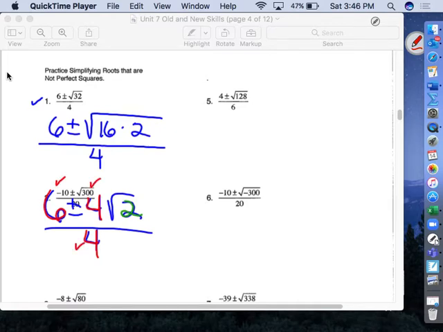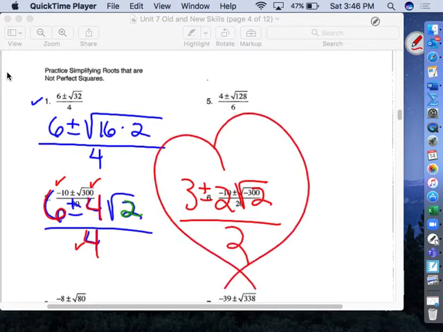All three spots must have a common factor. In this particular expression, they all share a 2, so my simplified answer would be this. I would remove their common 2, and that would be the most simplified form of the expression that I originally started with. Let's do number 5.